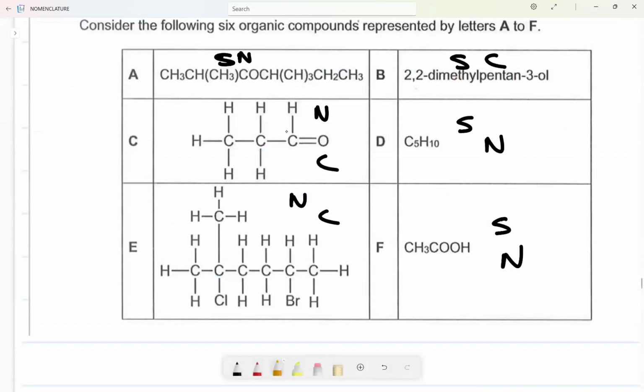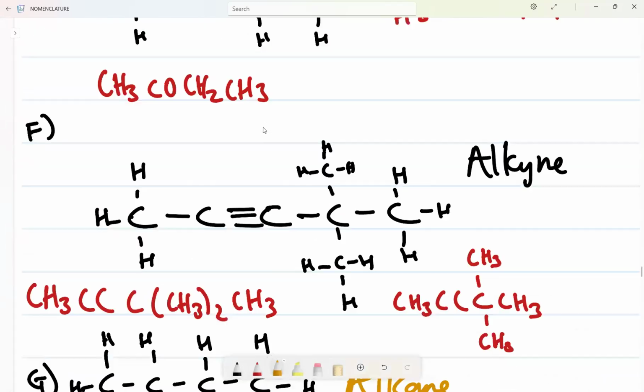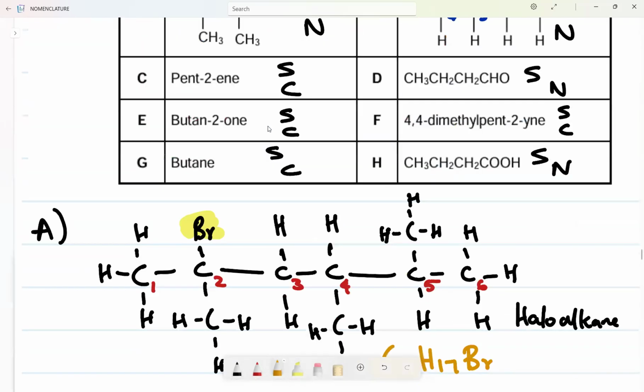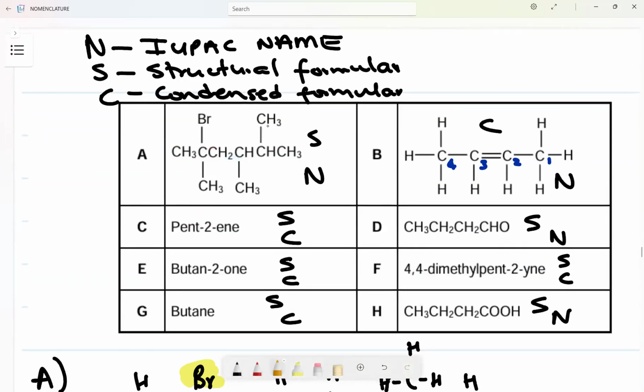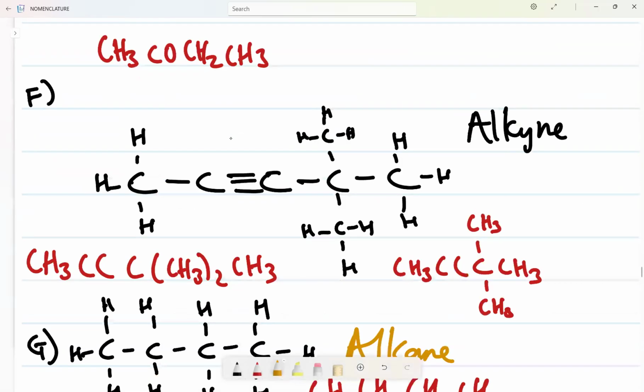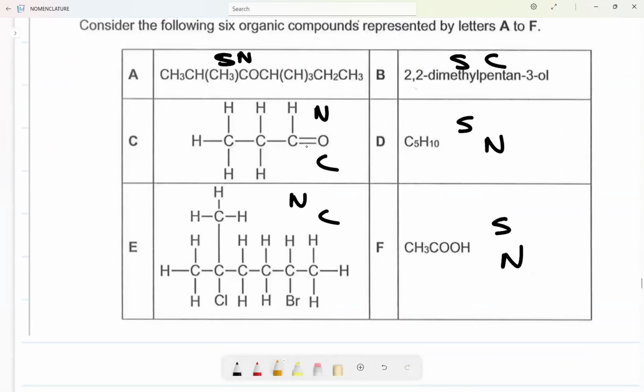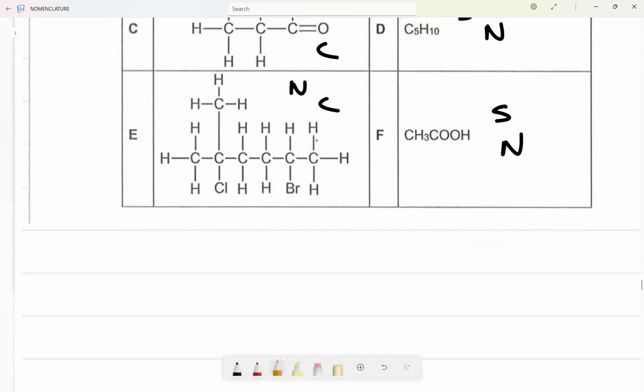CH3, CH2, or CH3, CH, CH3. This is a branch. Can you see now? The first one that we did, they showed a branch by this part, but the second one, they show a branch by a bracket. So can you see now? At least we get to see both of them. Let's look at A.